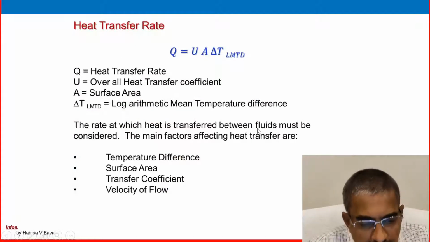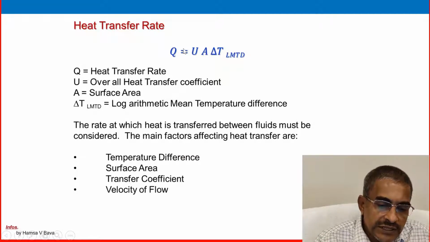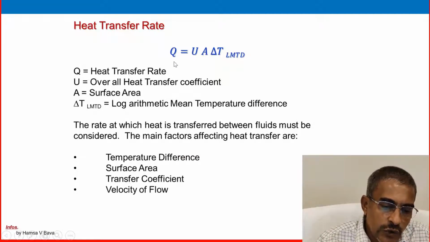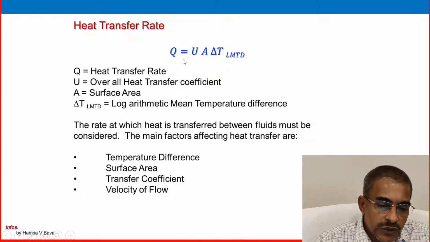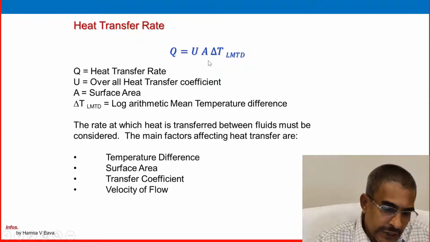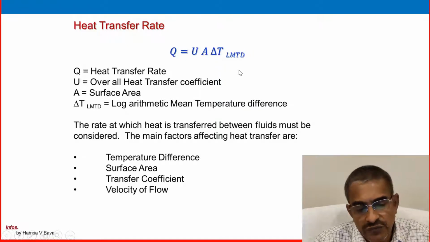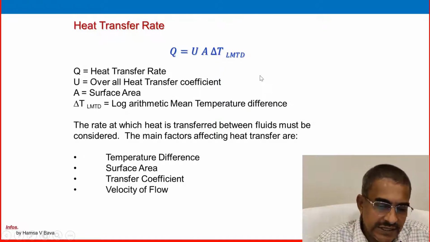Heat transfer rate is another important topic. The basic equation for heat transfer rate is Q = U A delta T LMTD. Q is the heat transfer rate and U is the overall heat transfer coefficient. That means thermal conductivity influences the heat transfer coefficient: the thermal conductivity of the fluid passing through the heat exchanger and the thermal conductivity of the material used for the construction of the heat exchanger.